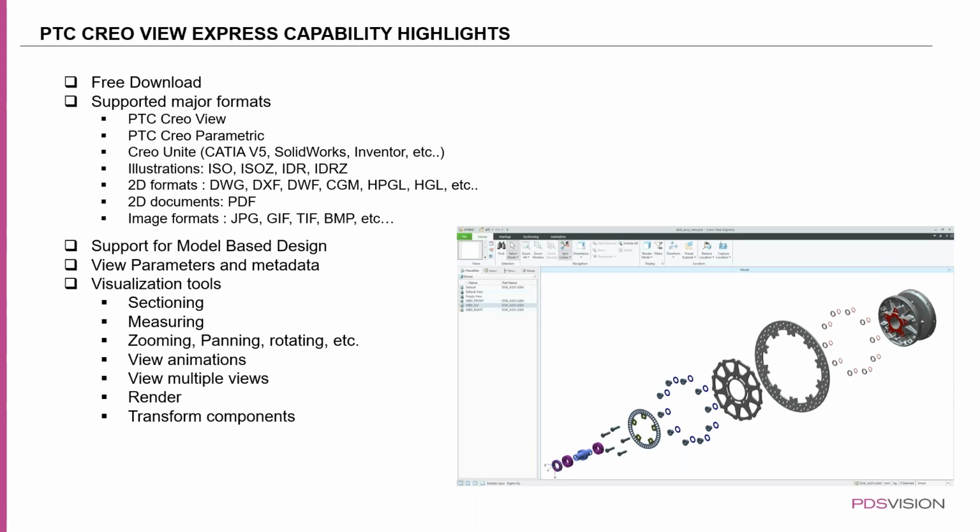You can also view animations. If animations are created, you have the ability to view them. You can view multiple views at the same time in one session of Creo View. You can also render using some of the basic render options that are available inside of Creo View Express. You can also transform components so that you can see something similar to the exploded view that you're currently seeing on the screenshot on this slide here.